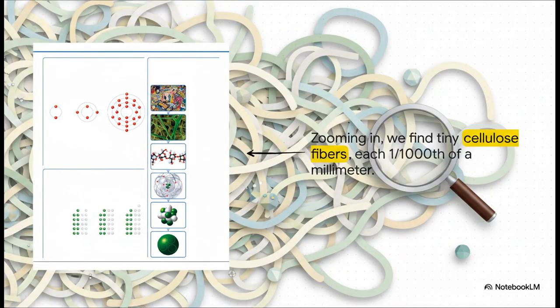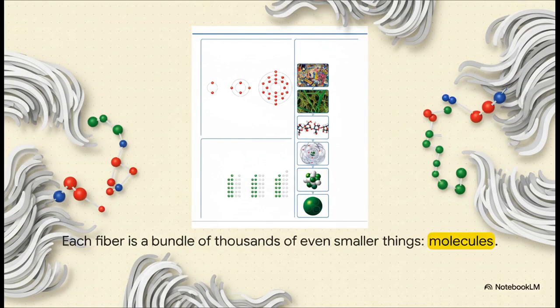All right, let's make our first jump. We zoom in and bam! The paper reveals its true self. It's not smooth at all. It's this tangled web of tiny little cellulose fibers. And we're already at a scale of about 1/1000th of a millimeter. Way, way smaller than you can see with your own eyes. But you know what? We're not even close to being done.